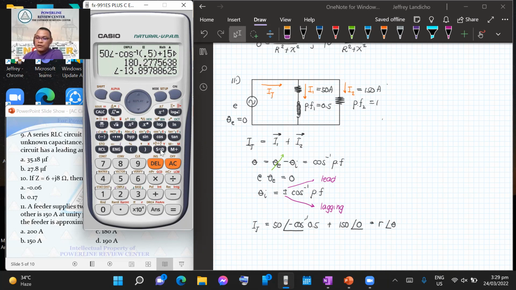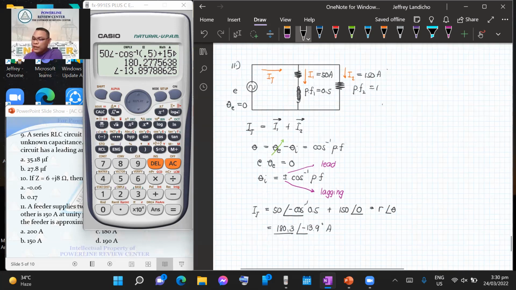Equal mo. So ito na yung final answer natin. So the total current, you have 180.3 angle of negative 13.9 degrees ampere. So ito ngayon yung hinahanap ng ating problem, total current.